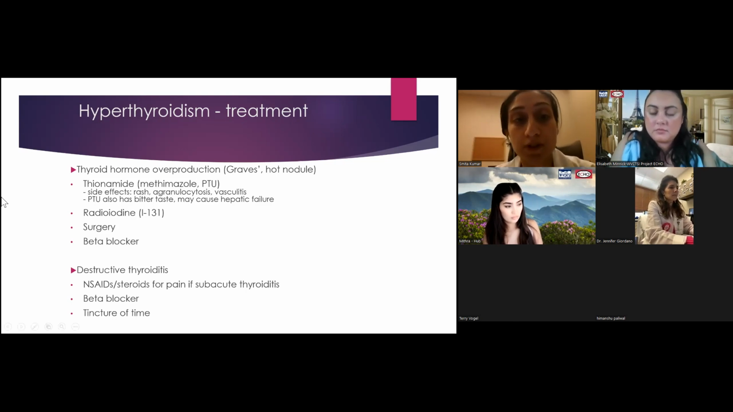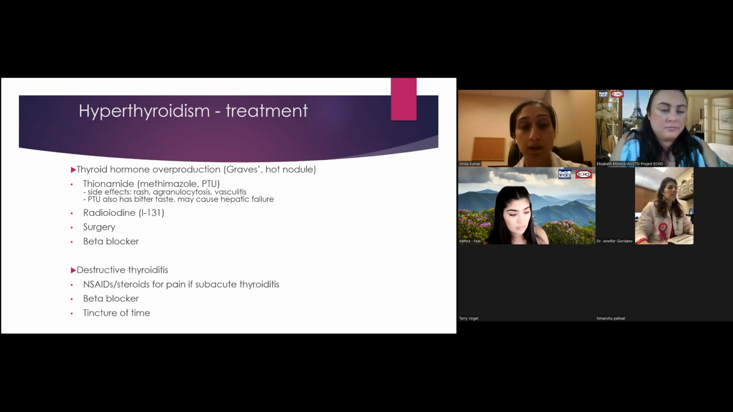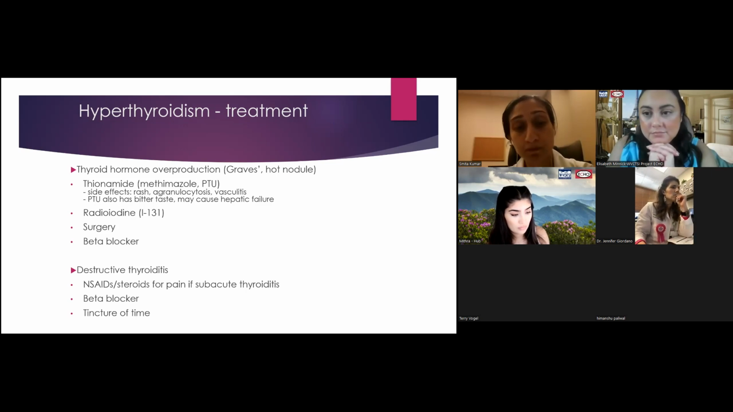And some patients prefer to remain on medications. They never want to do the more permanent treatment options. In destructive thyroiditis, it's not a problem with overproduction. Really what happens is it releases all the preformed hormone, so you get this hyperthyroid phase, and then patients can become hypothyroid and usually followed by euthyroidism, so their labs improve over time.